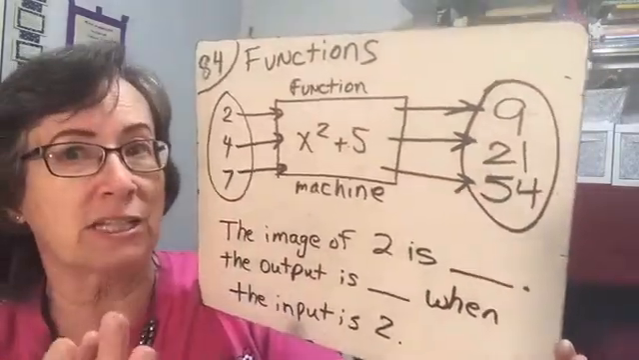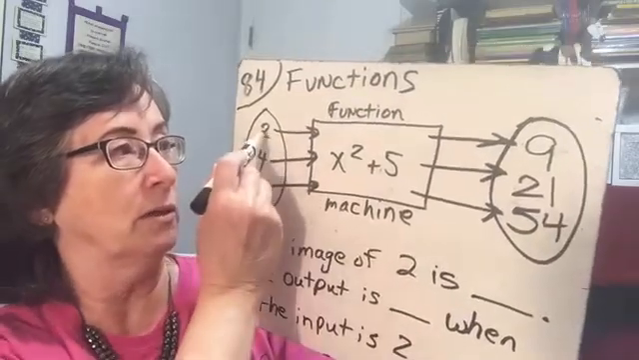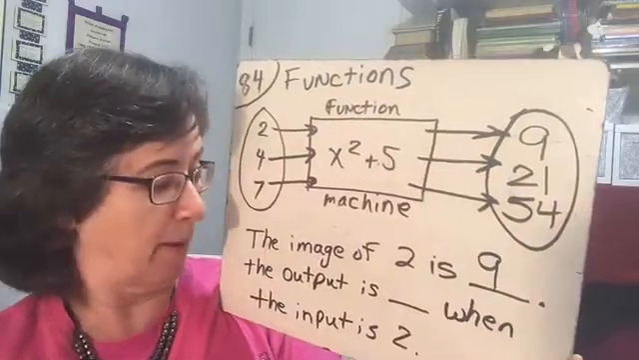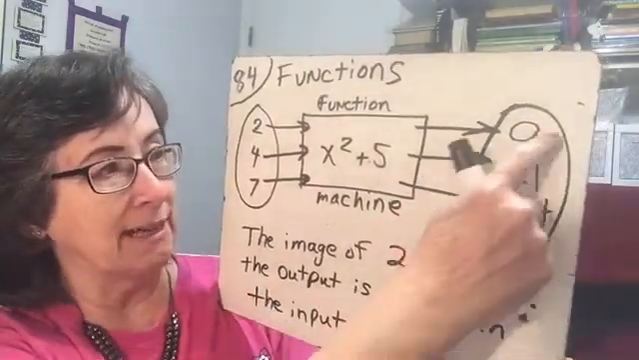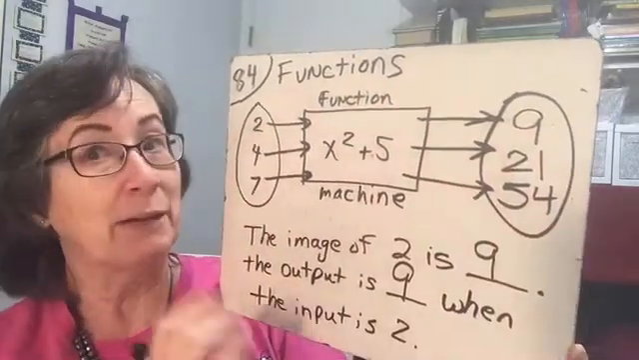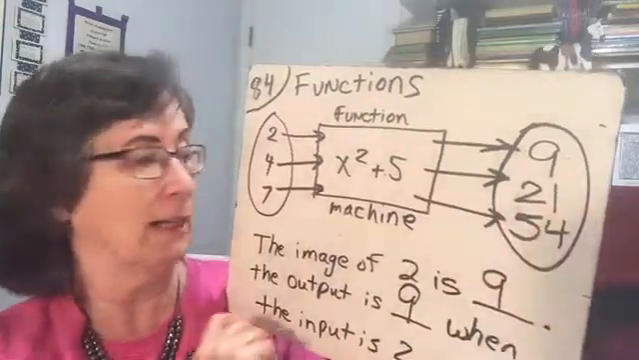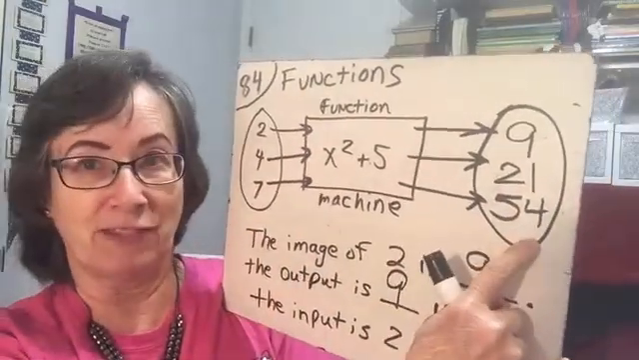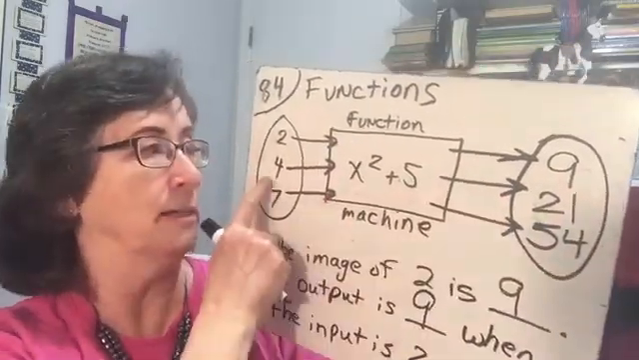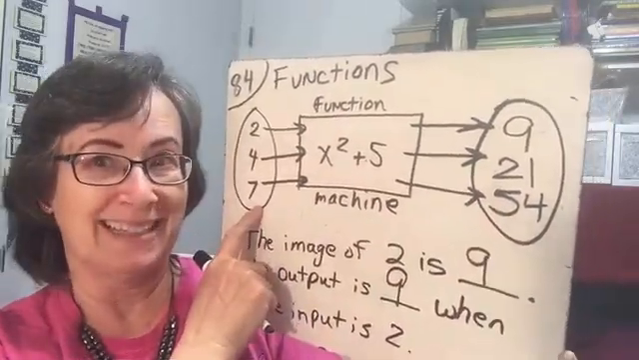Okay, so let's talk about terminology here. We can say that the image of 2 is 9. The image is the y value that comes out. The output is 9 when the input is 2. We can say that with each one of these. The image of 4 is 21, and the image of 7 is 54. The output is 21 when the input is 4, and the output is 54 when the input is 7.